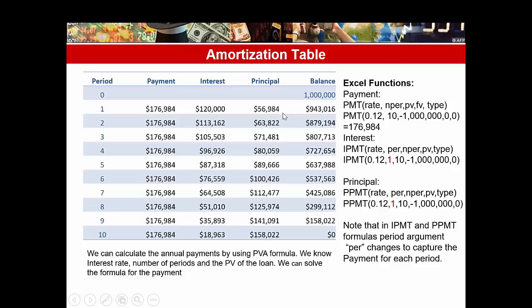$56,984. If we change this number to 5, the principal that is paid is $89,666, and this function is going to produce $89,666. So this is the Excel application or Excel tools that we need to construct an amortization table. You could replicate this by using these functions in an Excel sheet.